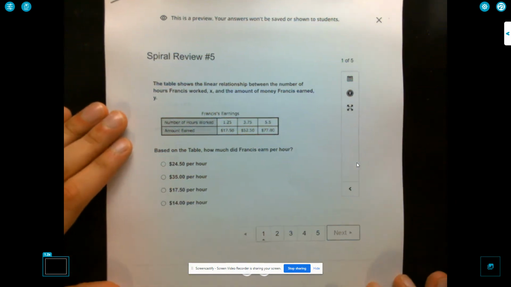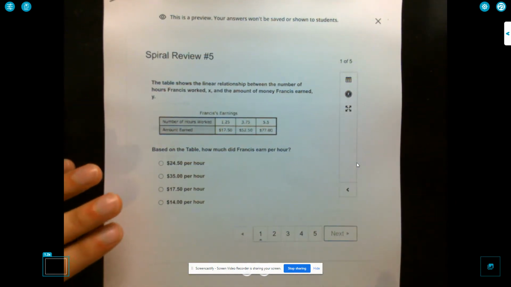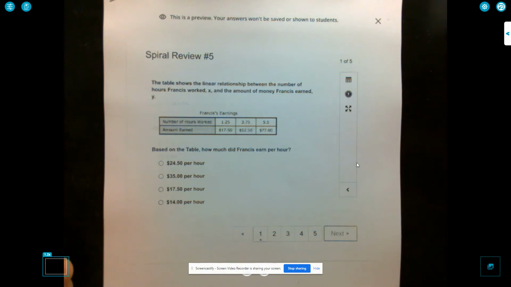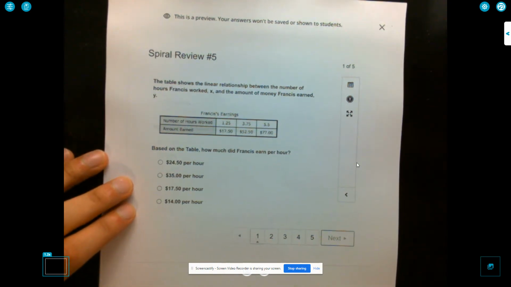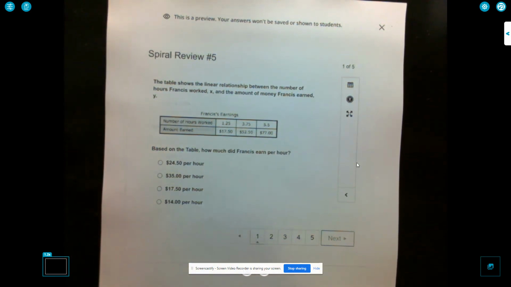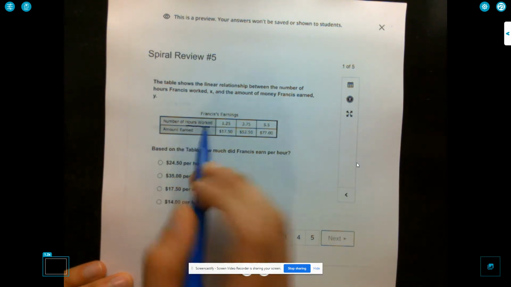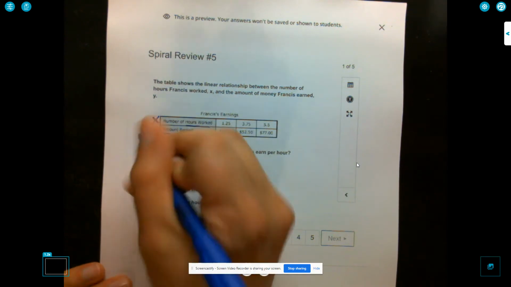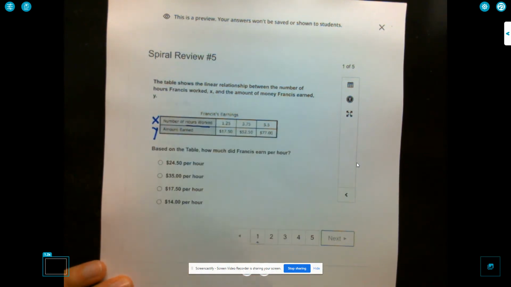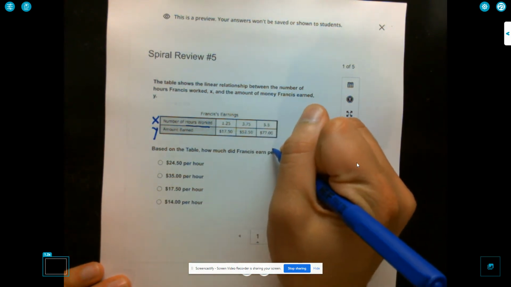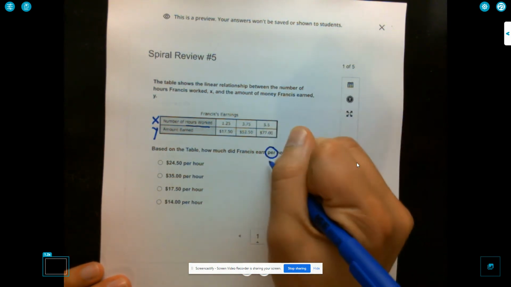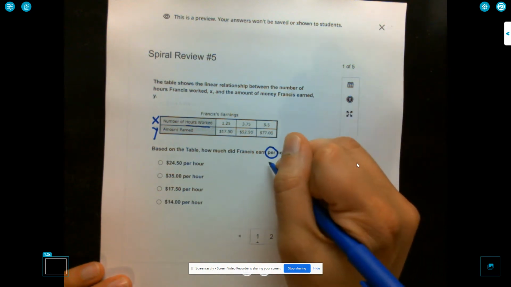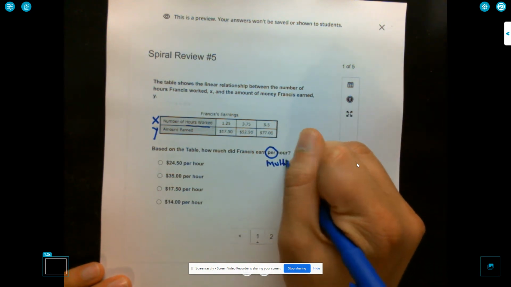All right, so this video is going to help guide you through some of the questions on SPA review number 5. So this first one says the table shows the linear relationship between the number of hours Francis worked. So number of hours worked, that's going to be our x, and the amount of money Francis earned, which is going to be y. So it's based on the table. How much did Francis earn per hour? So remember, this is one of our variable words, per, indicating that we're going to multiply.